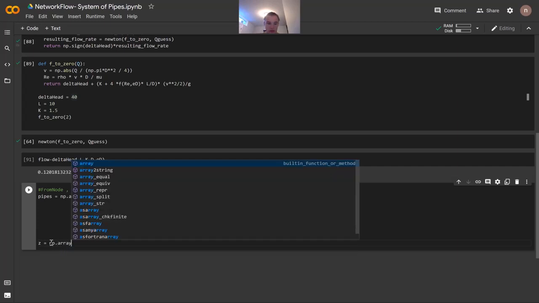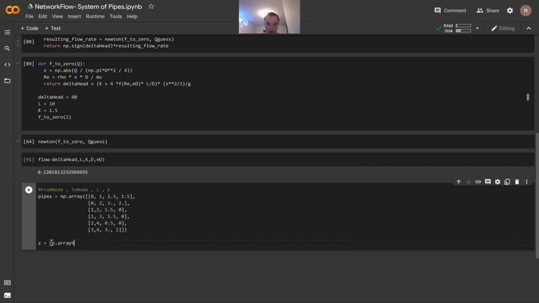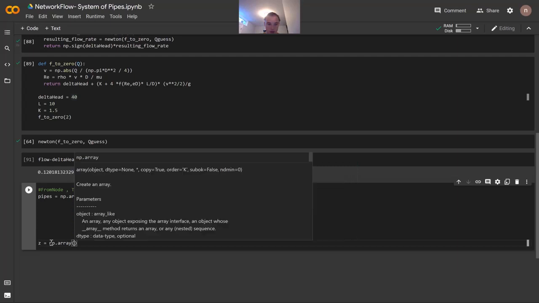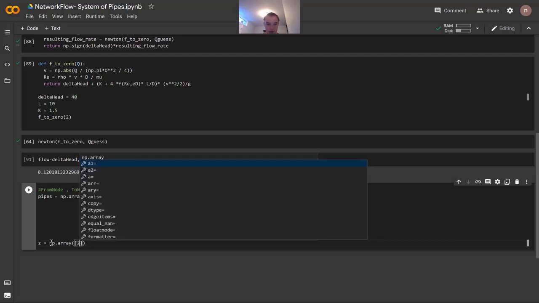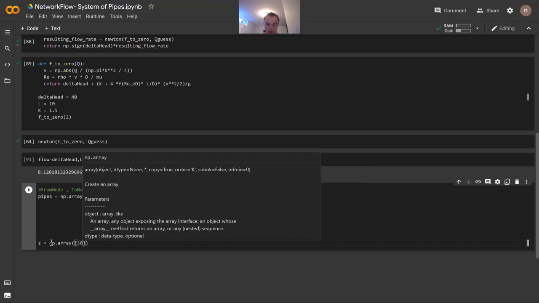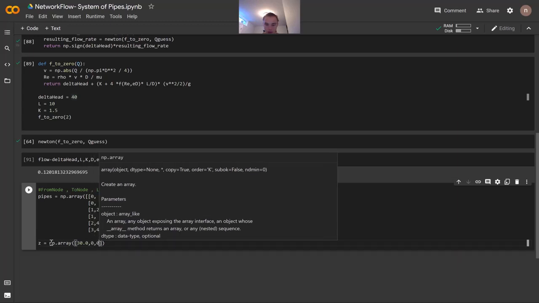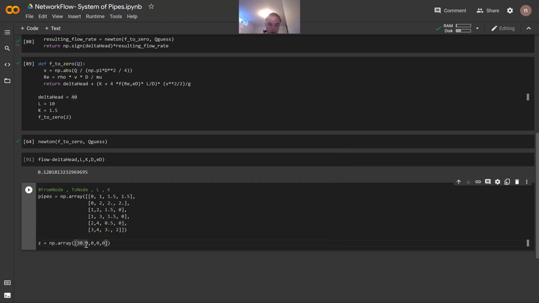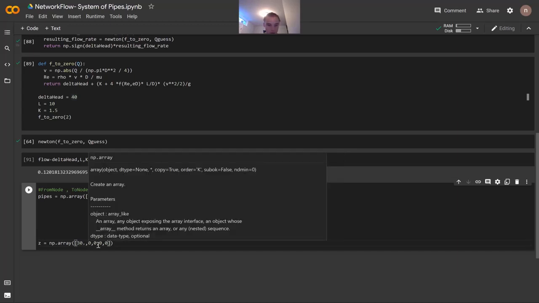We said that we needed our height z, and in this case we can put this into its own array, an np.array. We said that our height for our first node, node 0, was 30, and then for the rest of them we said it was 0. So node 0 was 30, and then node 1 was 0, node 2 was 0, node 3 was 0, and node 4 was 0.